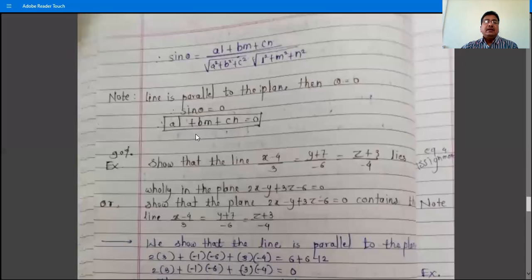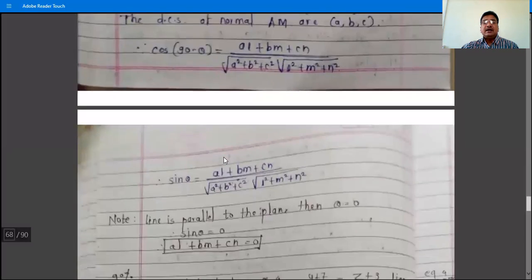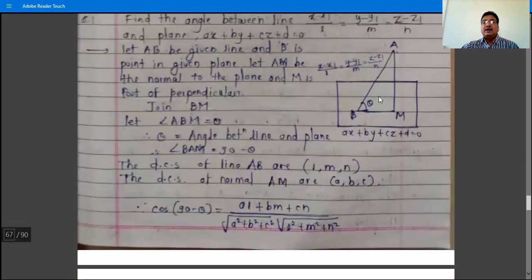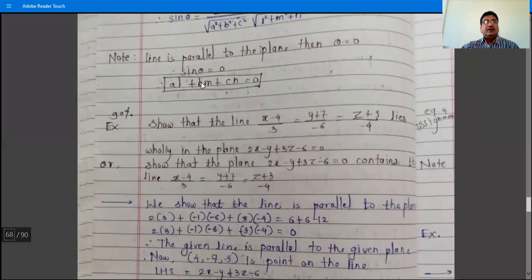So when the line is parallel to the plane, AL plus BM plus CN is equal to 0. What are L, M, and N? The direction ratios of the line. And what are A, B, C? A, B, C are the coefficients of x, y, z in the equation of the plane. Or we say that A, B, C are the direction ratios of the normal to the plane. So the condition of perpendicularity in the previous topic is the condition for parallel in this topic, that is, the line is parallel to the plane if this happens.